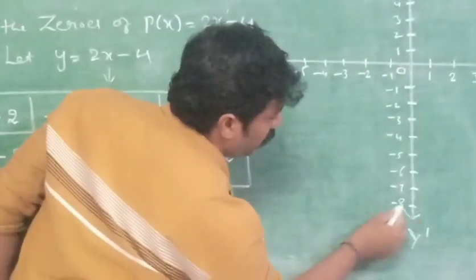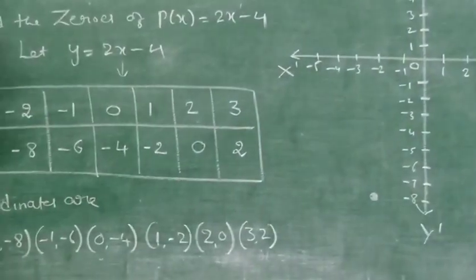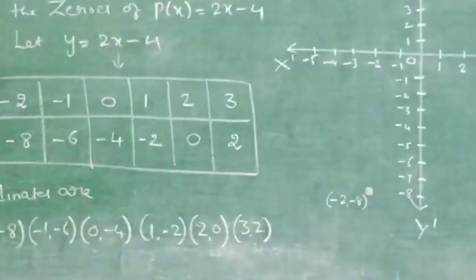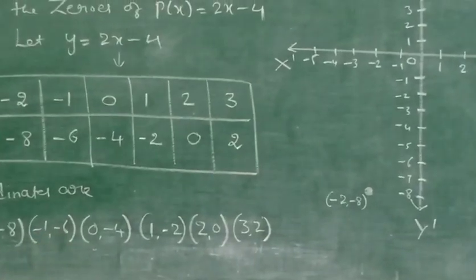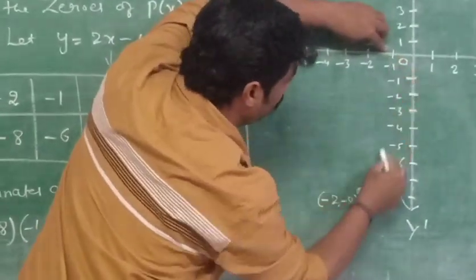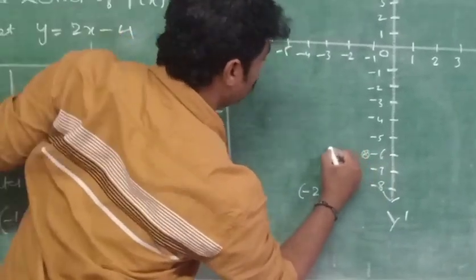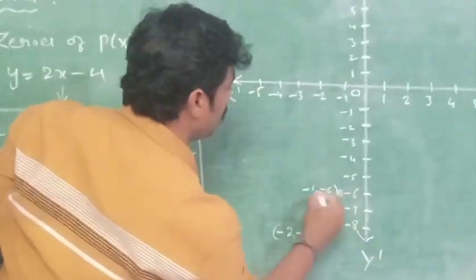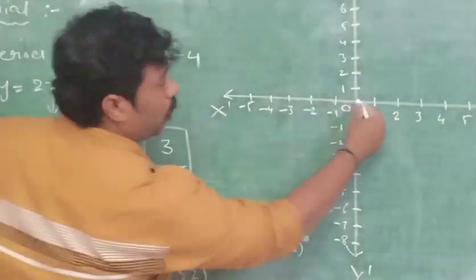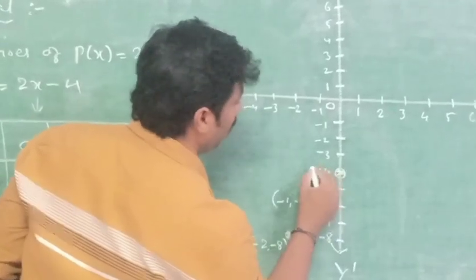So the intersection of these two. So this point is the coordinate -2 comma -8. Then after that again -1 comma -6. So -1 and -6, the intersection of these two, so here we'll get. And this is -1 comma -6. Then after that 0 comma -4. 0 and -4, so here we'll get, and this is 0 comma -4.